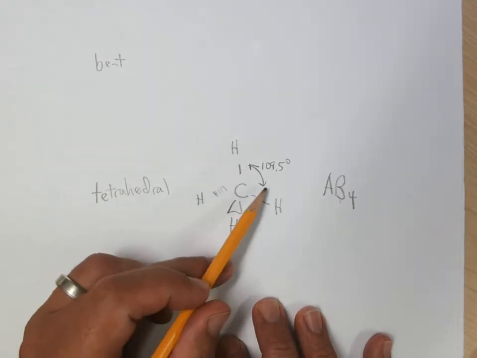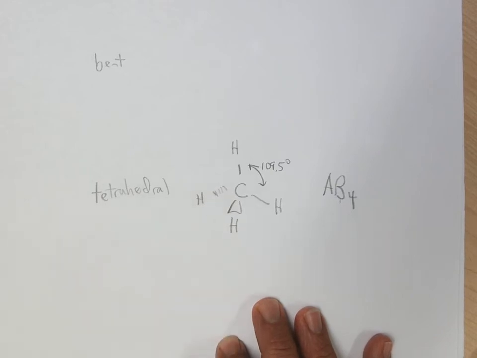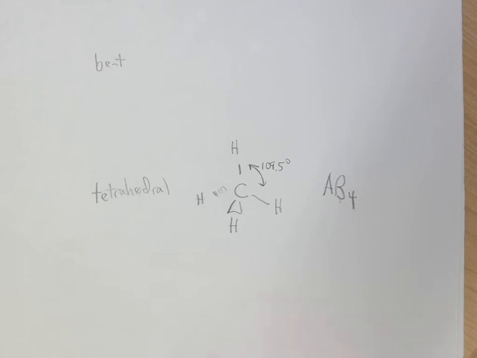Now, if one or more of these 4 positions is a lone pair, the lone pair will hold the position, but it'll be invisible. So that's where you'll get shapes that are based on the electron domain geometry, but the arrangement of the atoms will be different than the electron domain geometry because the lone pair is invisible.